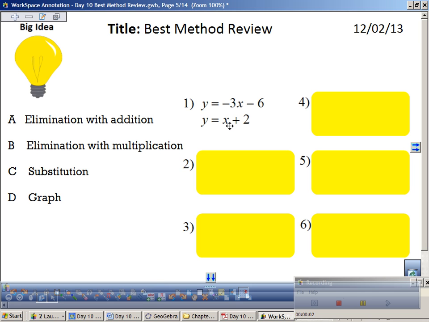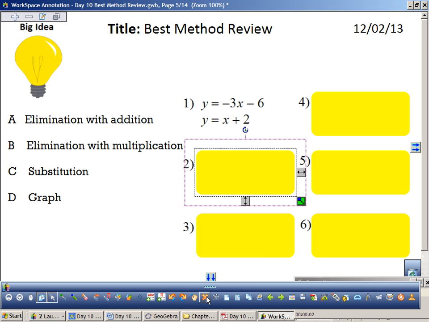Anybody else? I could say this one, make the whole bottom row negative and use addition. Yeah? Okay. Josh?